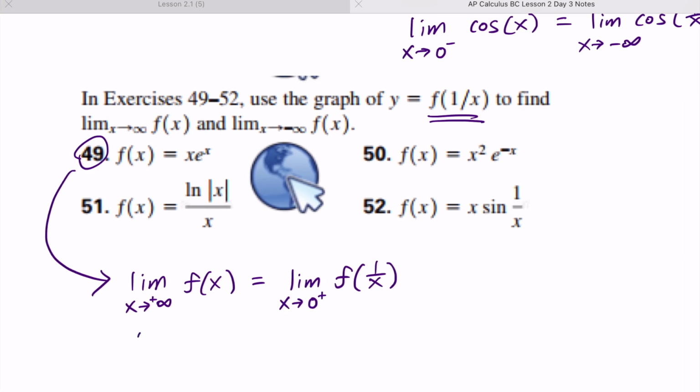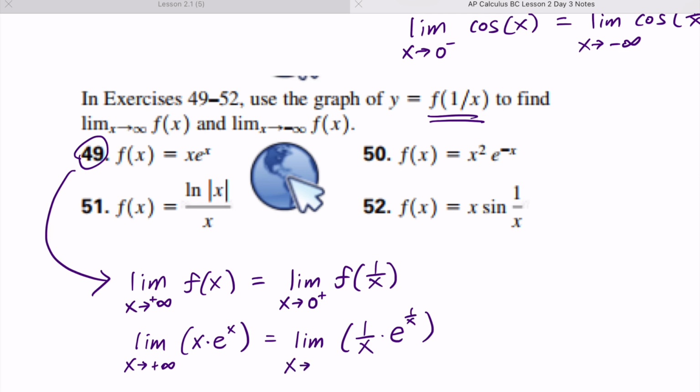What are we dealing with here? What that means is that the limit of x times e to the x as x approaches positive infinity would have to equal the limit of, instead of the argument x, we have 1 over x. And instead of e to the x, I have e to the 1 over x. But then I would have to change where x is approaching. So this would be 0 from the right side.